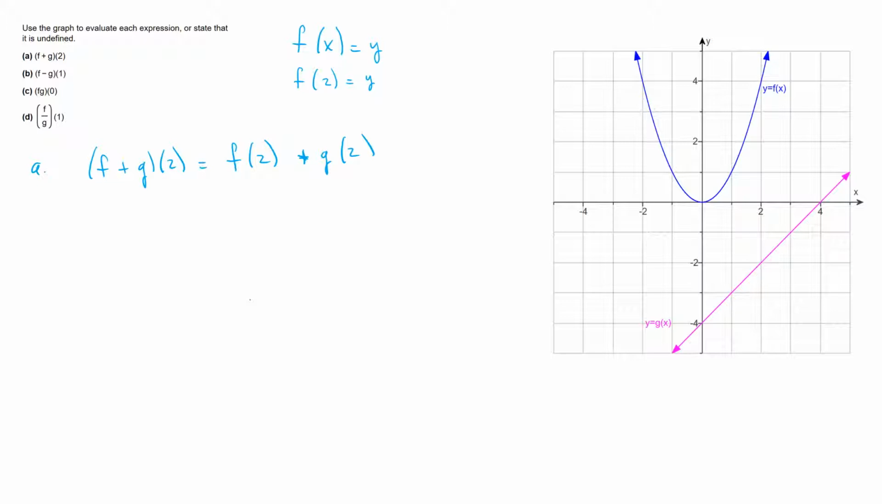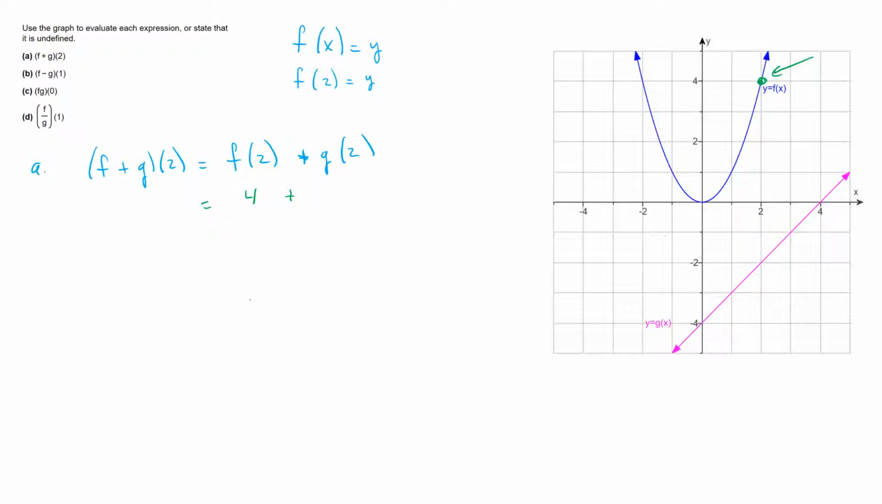Now, over here on the graph, we have two functions, f of x and g of x. F of x is the blue one. So if we look at the blue function, if x equals 2, then the accompanying y coordinate is 4 right there. So f of 2 is 4.